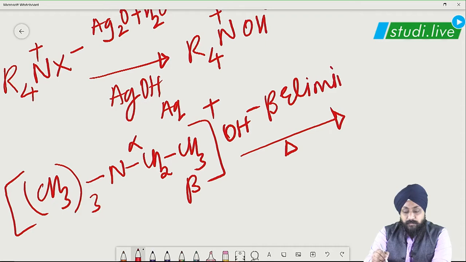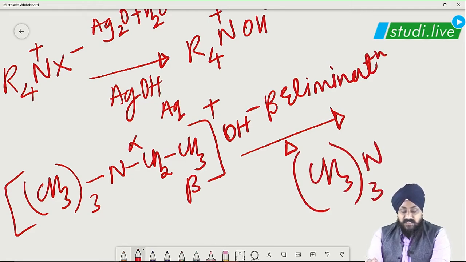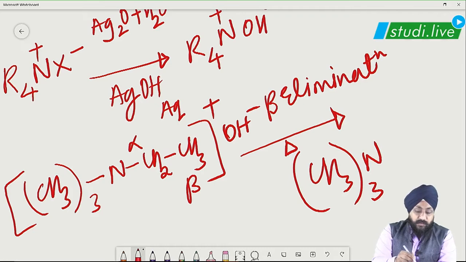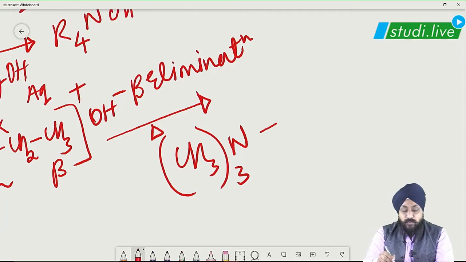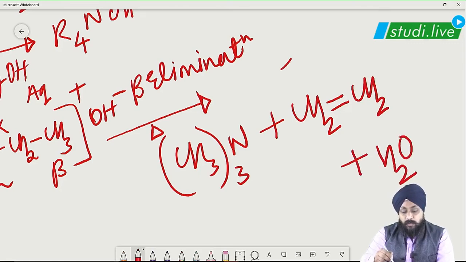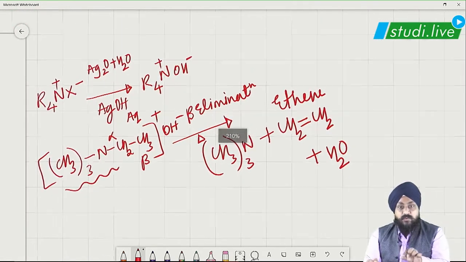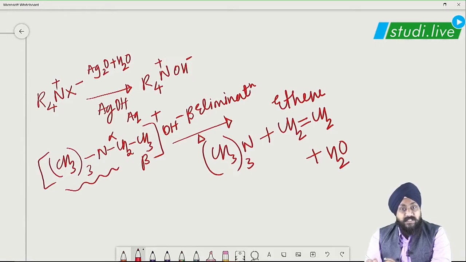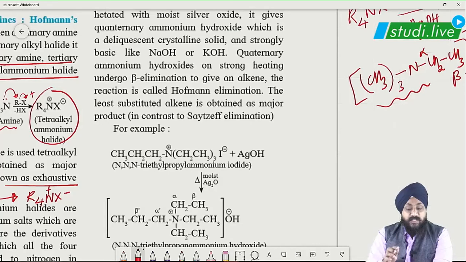It will undergo beta elimination to give you something like this, R3N. See students, from the alpha carbon, this complete group is lost, R3N. And then it is going to give you CH2=CH2, and along with that you are going to get water. This is going to be your ethene. You are going to call it your Hoffman's elimination reaction.